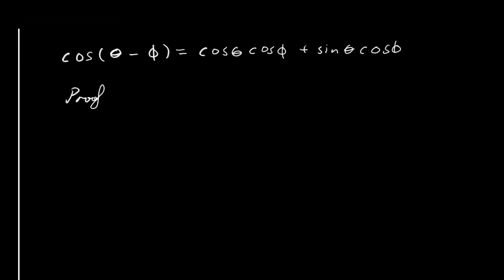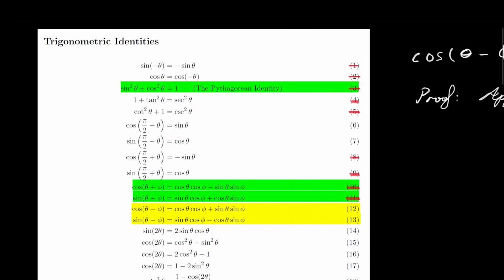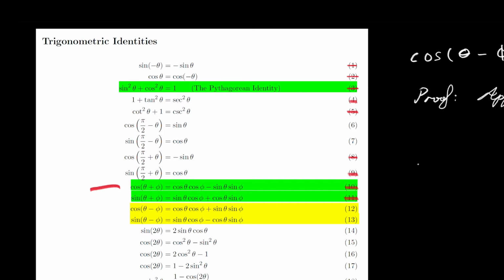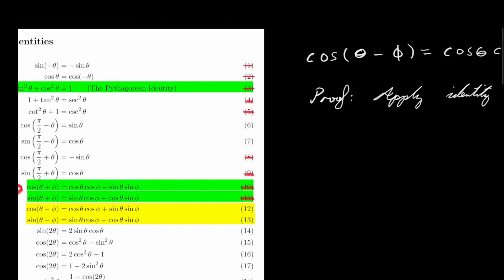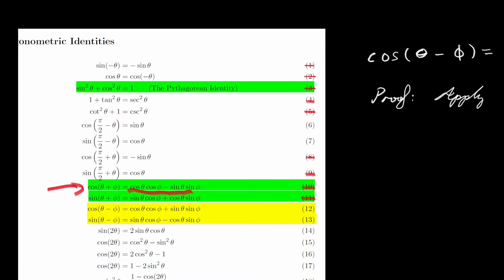Well, in order to prove this, we just apply one of the sum formulae, which is trigonometric identity 10. Now if we go back to our list, this is trigonometric identity 10, the cosine of theta plus phi equal to this expression on the right-hand side. All right, so let's go ahead and apply that.